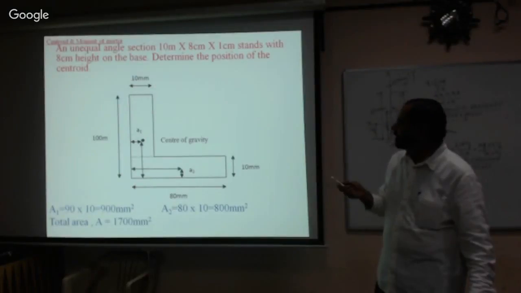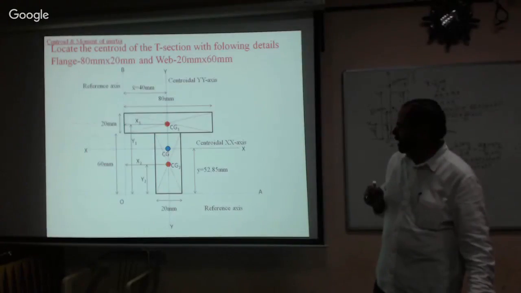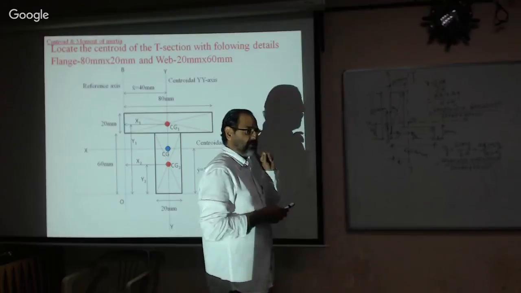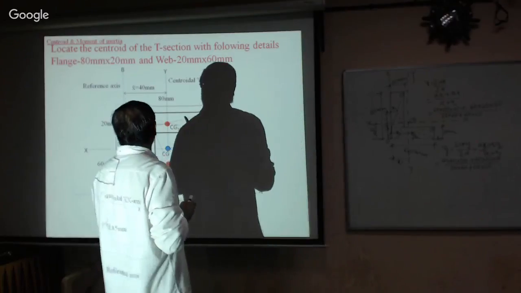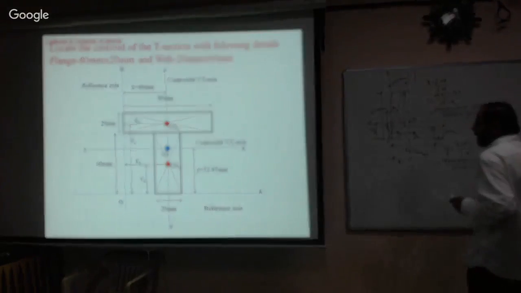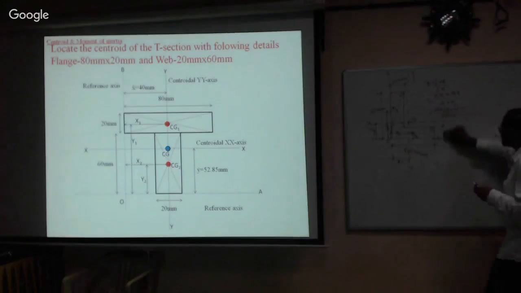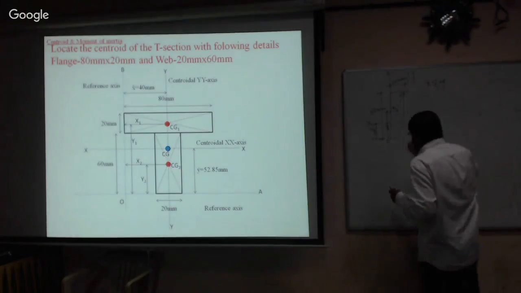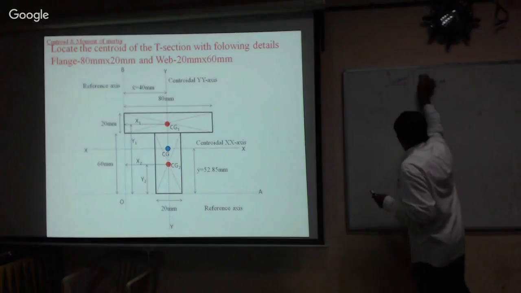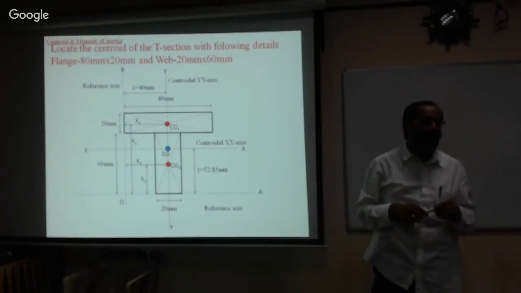Now see, this is the angle section, one more. Then similarly, we have one more, the T section. Now I will solve this problem also, that is to locate the centroid of the T section. There are two rectangular sections: one is the flange, the other one is the web. Now how to calculate the centroid of this figure?